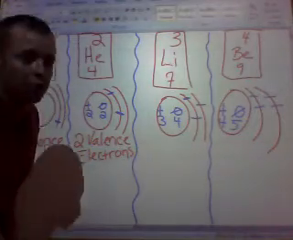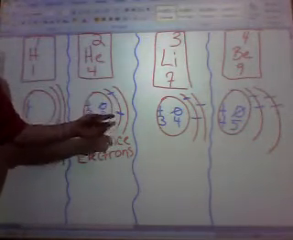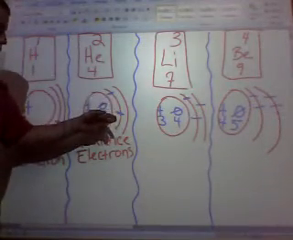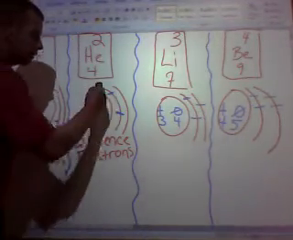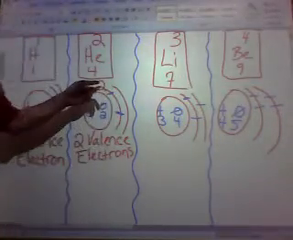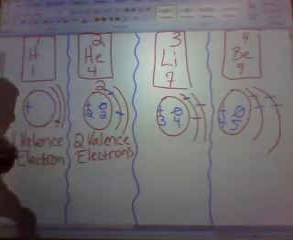Take a special note that helium's energy level is full. Its valence electrons are full. 2 is its most. This energy level, the first energy level, can only hold 2 electrons, and those 2 just happen to be the valence electrons.